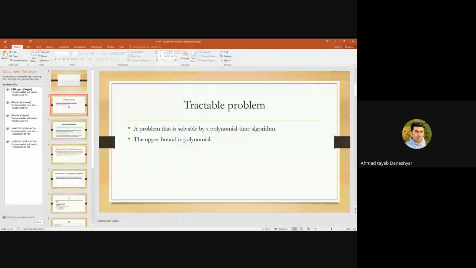Yes, sir. Okay. There is some basic terminology which we use in this topic. The first is the tractable problem. A tractable problem is a problem that is solvable by a polynomial time algorithm. We can solve this problem in polynomial time. It means the maximum time complexity, the upper bound of these algorithms, will be polynomial time. These are your pure tractable problems.